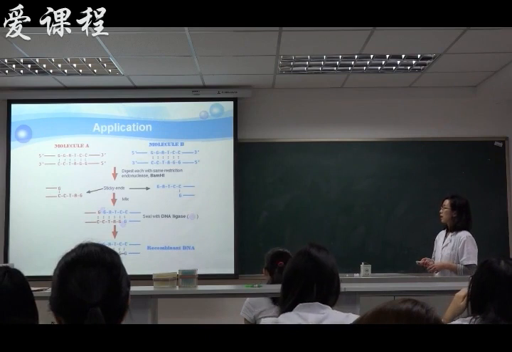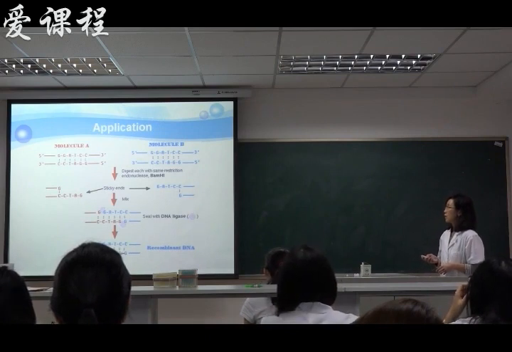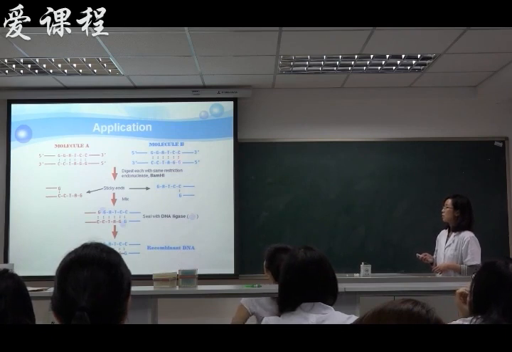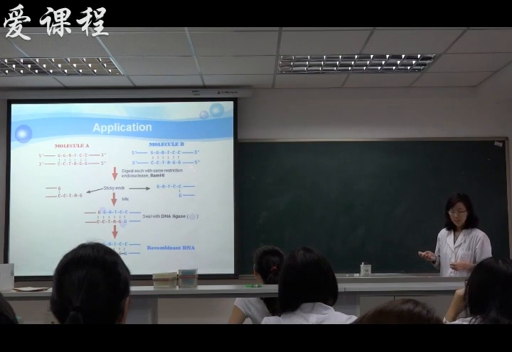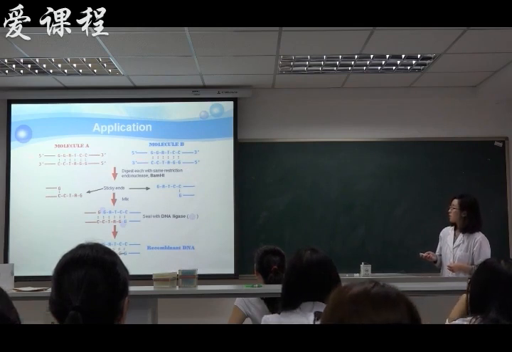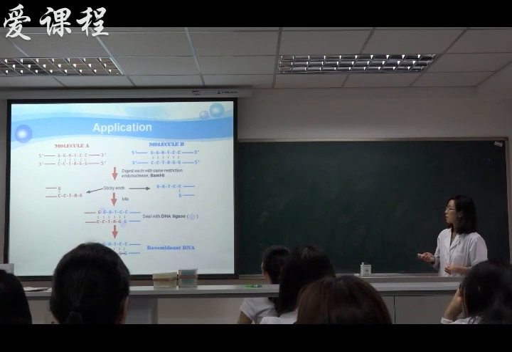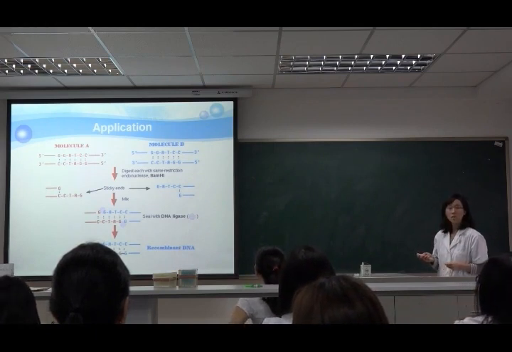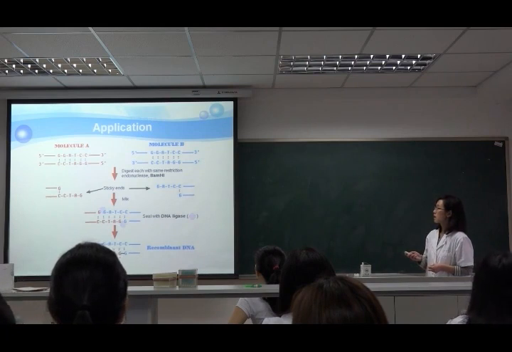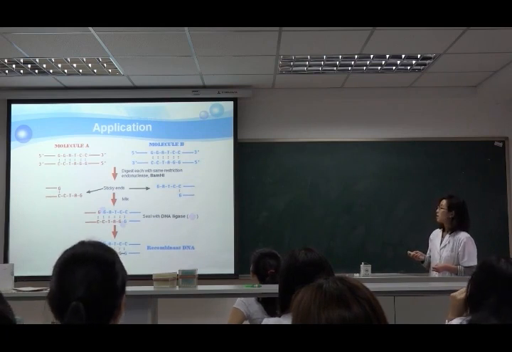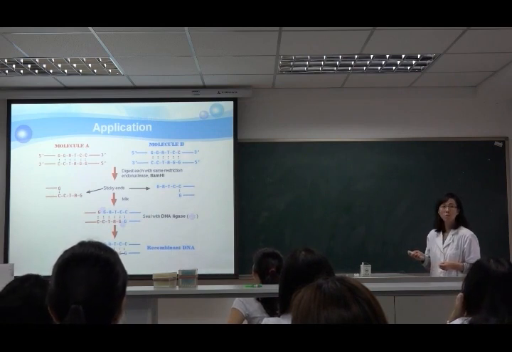First, we can recombine DNA. We can see here molecule A, the red one, and molecule B, the blue one. We found GGATCC, the restriction site of BamHI, in molecule A. BamHI is a restriction enzyme. And we also found the same restriction site, GGATCC, in molecule B.